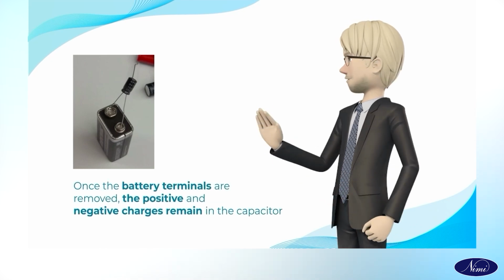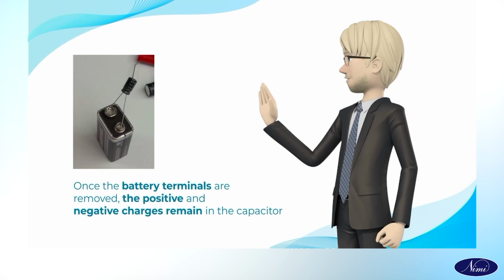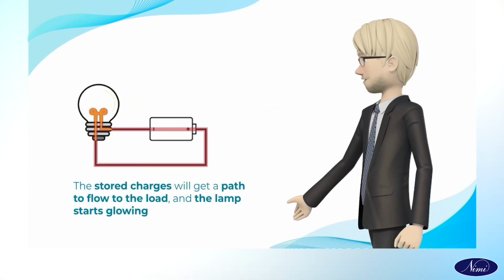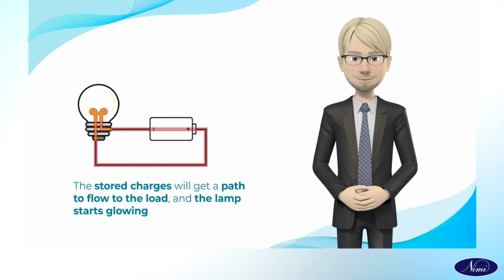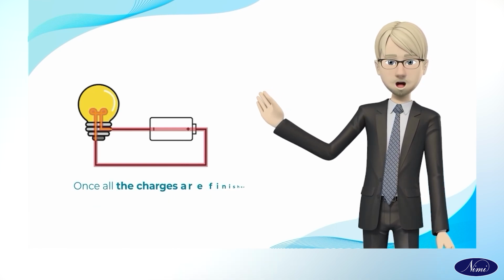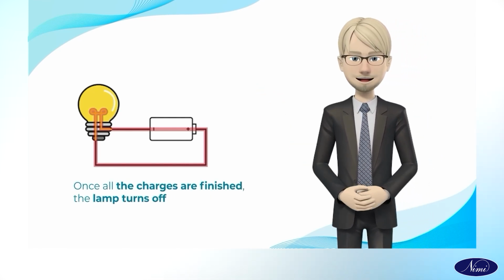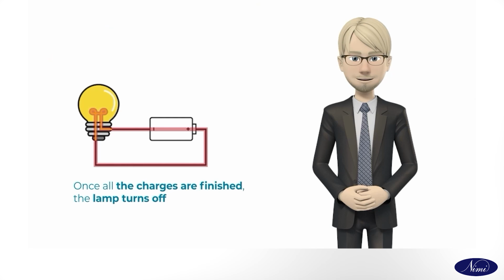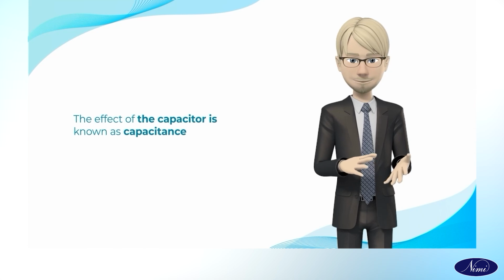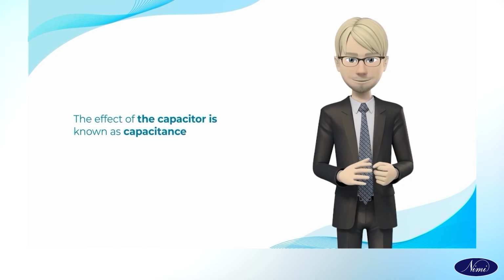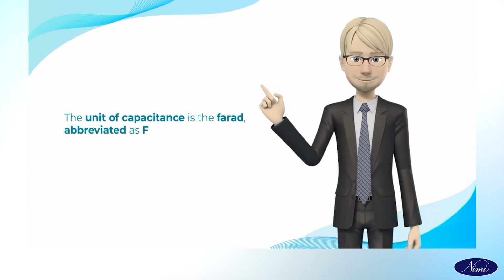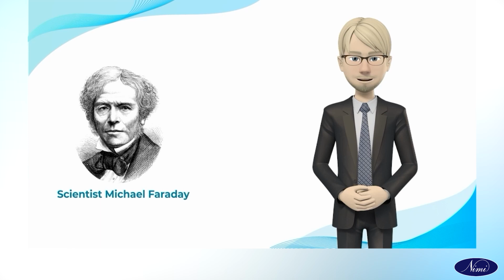Once the battery terminals are removed, the positive and negative charges remain in the capacitor. The stored charges will get a path to flow to the load and the lamp starts glowing. Once all the charges are finished, the lamp turns off. The effect of the capacitor is known as capacitance. The unit of capacitance is the farad, abbreviated as F, named after the scientist Michael Faraday.